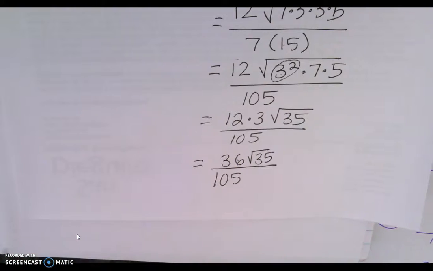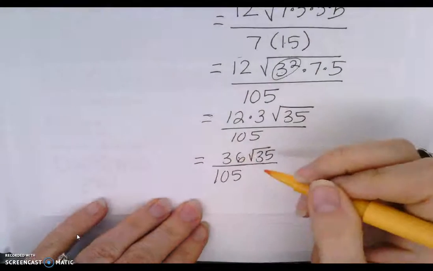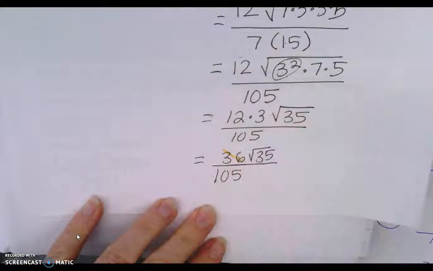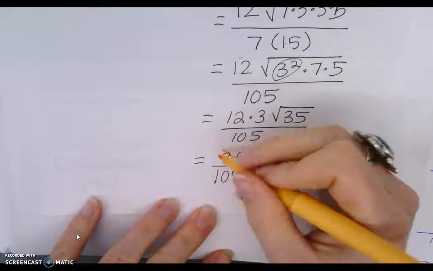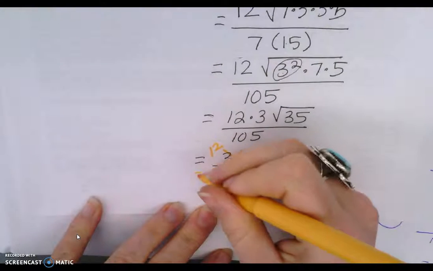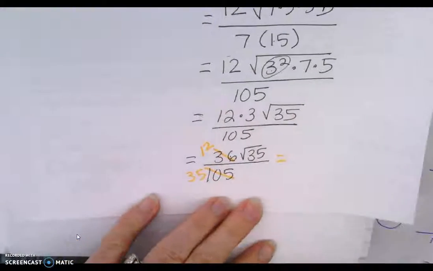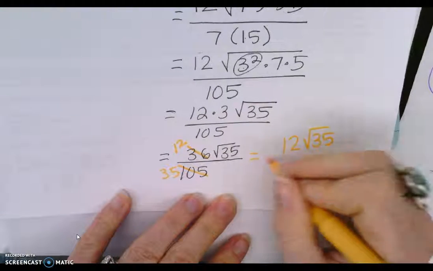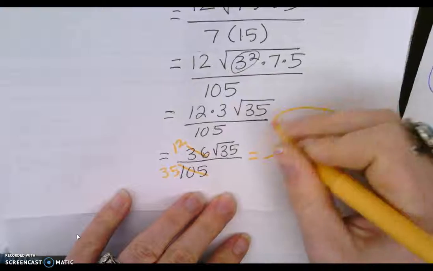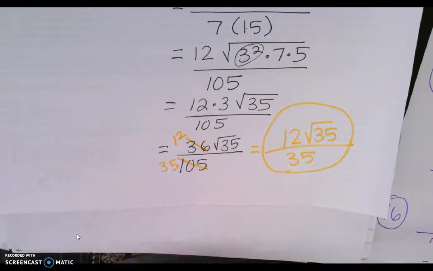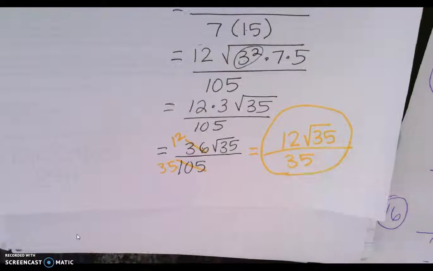36 and 105 are both divisible by 3 because 6 plus 3 is 9, and 3 goes into 9, and 1 plus 5 is 6, and 3 also goes into 6. So how many times does 3 go into 36? 3 goes into 36 12 times. How many times does 3 go into 105? 35 times. So my final answer for number 16 is 12 square root of 35 all over 35. And this is in simplest form because the number under the radical does not have any perfect square factors, and 12 and 35 don't have any common factors except for 1.